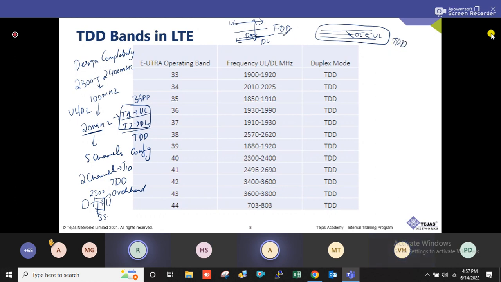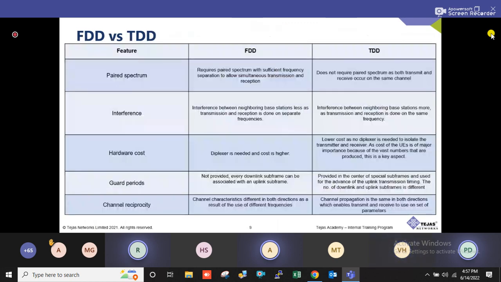Now you have seen what the differences are, and what features are there in each duplex technology. Now we look at the difference. Any doubt so far? Vignesh, you can go ahead.